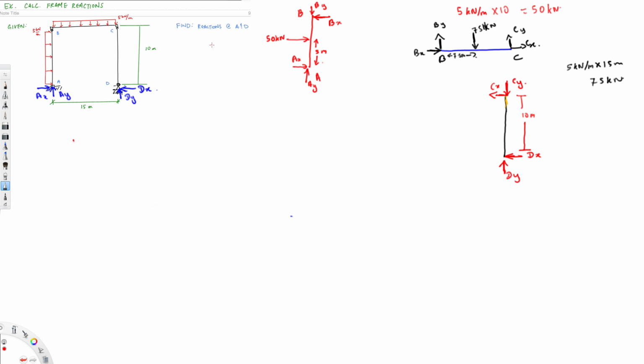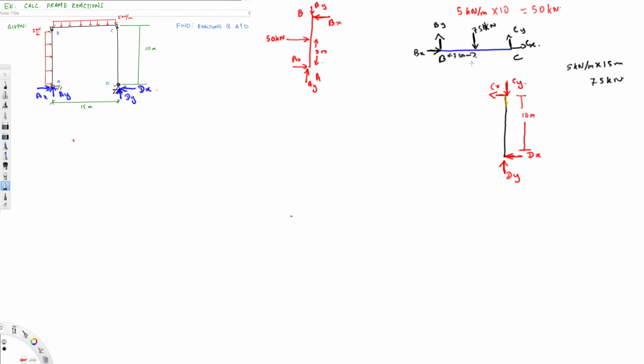So from this information, let's see what we can find. For example, if I take this BC and take one moment around B, I can calculate CY, because CY is the only one going to create a moment and CX is not going to create a moment, right? So I can find CY.